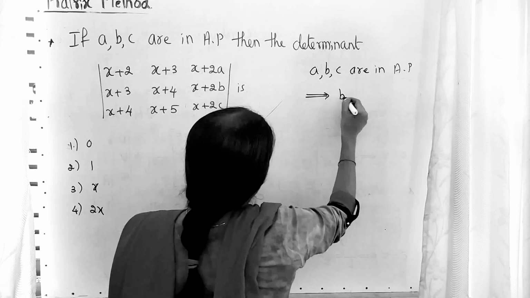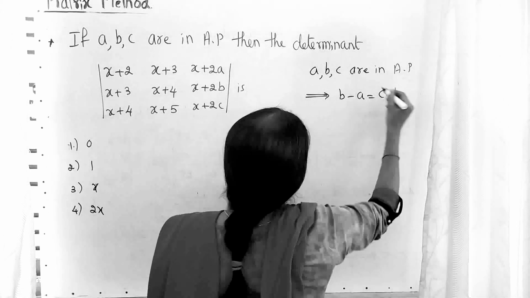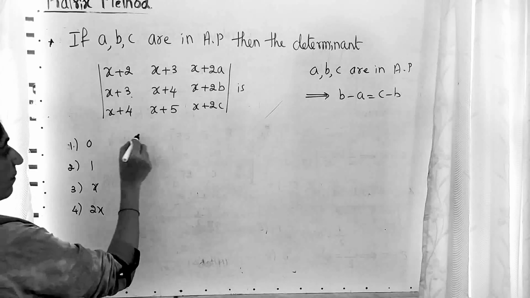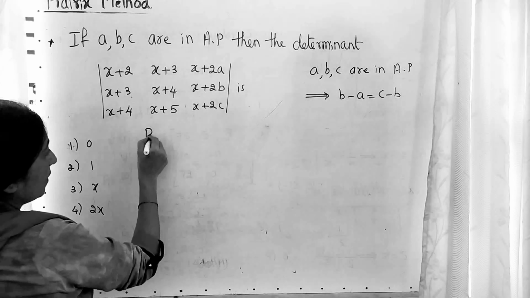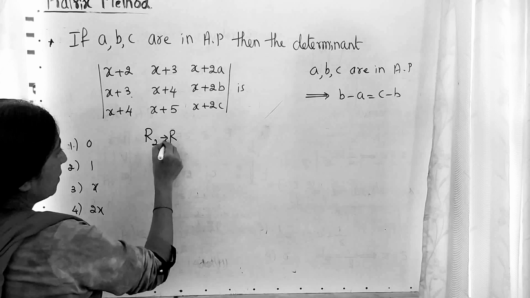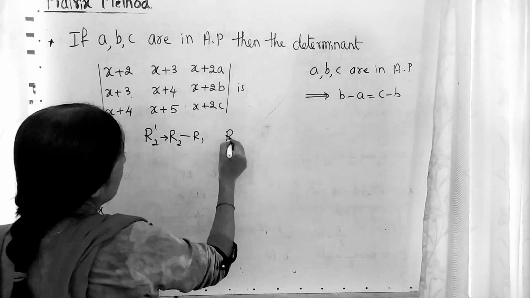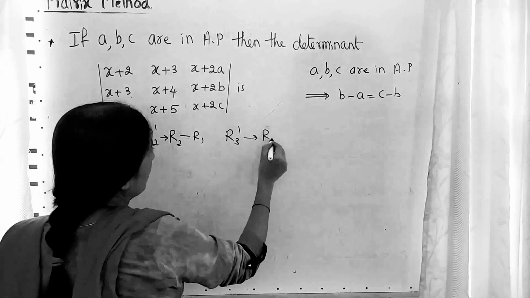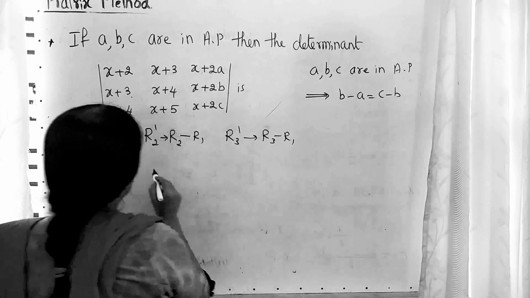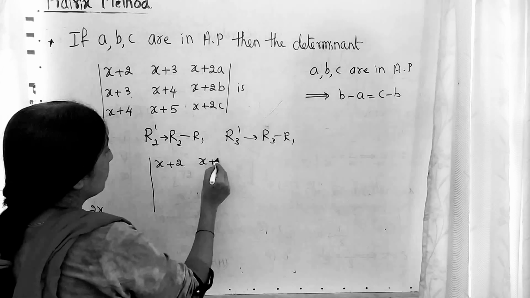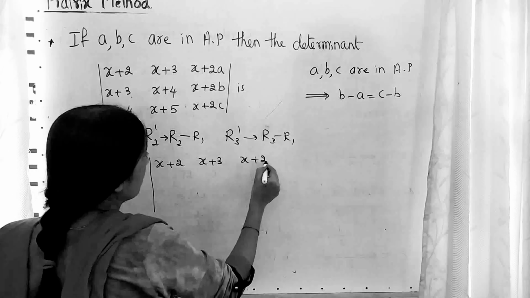This implies B minus A is equal to C minus B. Remember this concept. And here I am applying R2 dash as R2 minus R1, and R3 dash as R3 minus R1. So I kept the first row as it is: x plus 2, x plus 3, x plus 2a.